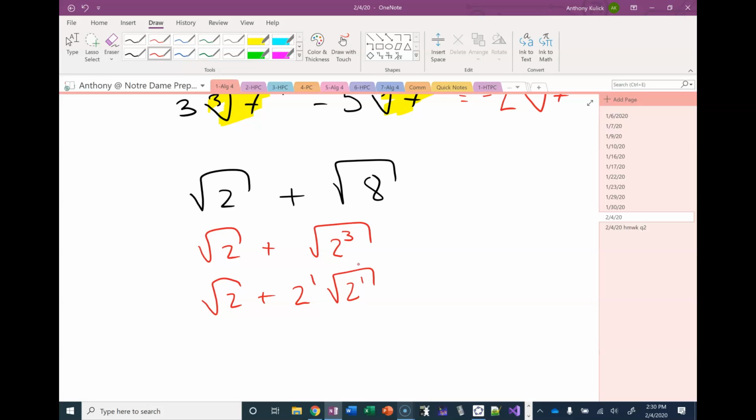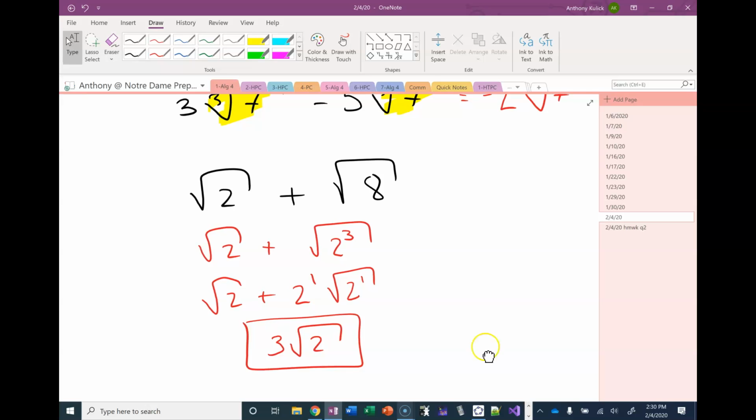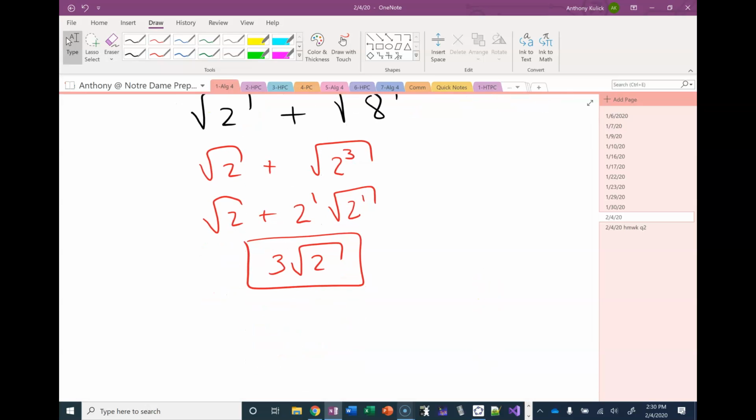Can I add these together now? Yes. What would I get? 3 square roots of 2. Everybody so far so good? Okay.